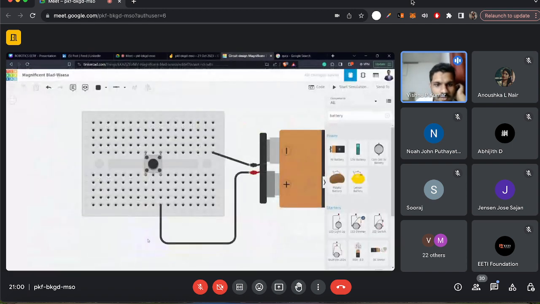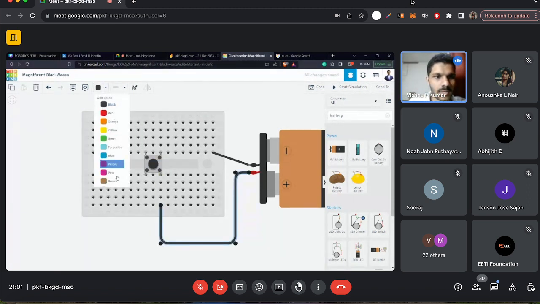In the breadboard, all the vertical pins are connected together. So if I give a connection here, it's going to connect to the pin of the switch itself. It's going to connect to that push button pin. Okay, just change the color.